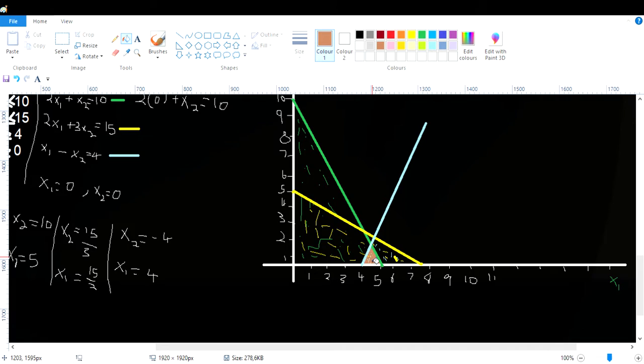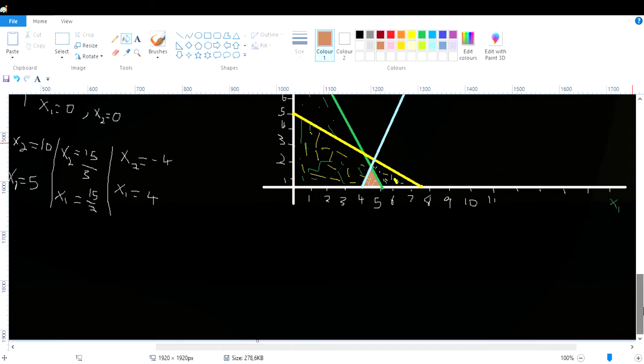So this area is the feasible region, because in this area we have all these three colors: yellow, blue, light blue, and green.